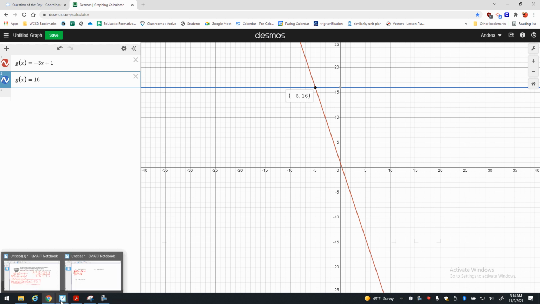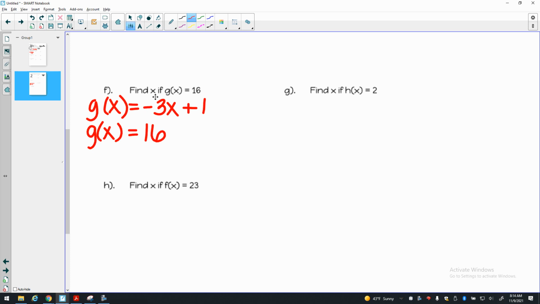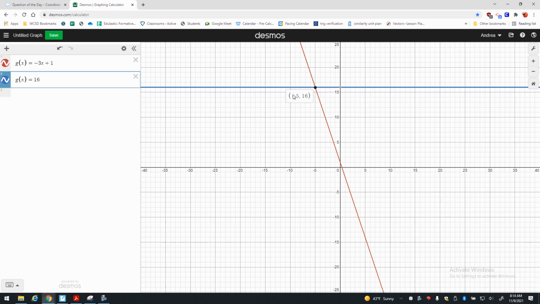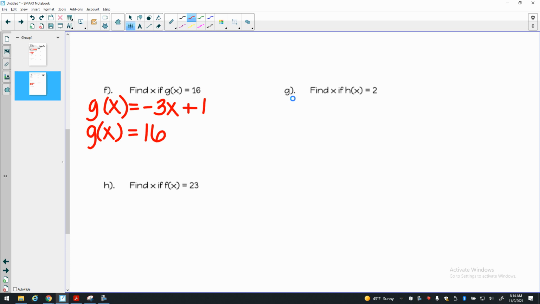Now, when we're going back to our problem, I want to know what x is. Which one of those 2 numbers is my x value? The negative 5. So you will write, as your final answer, x equals what? Negative 5.